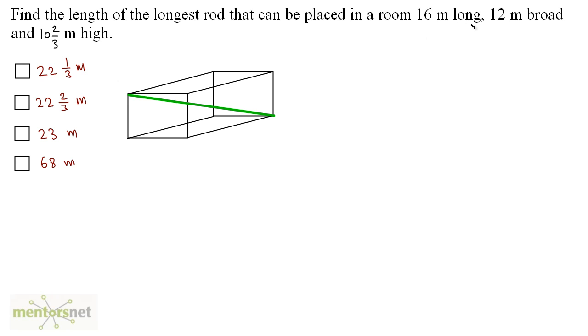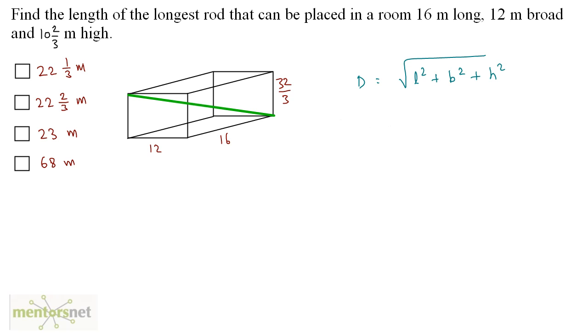So basically we want to calculate what is the length of this diagonal. So we've been given the length, breadth and the height of this room. The length is 16 meters, the breadth is 12 meters, and the height is 10 2/3. That can be written as 10 times 3 plus 2, that's 32 by 3. So this is 32 by 3. Well, the formula for calculating the length of the diagonal is equal to the under root of L square plus B square plus H square. That is the under root of addition of squares of the length, breadth and height.